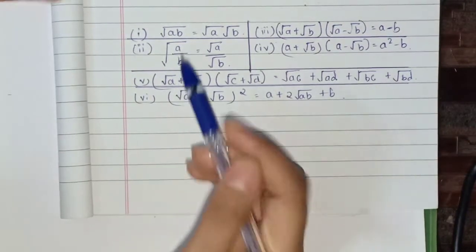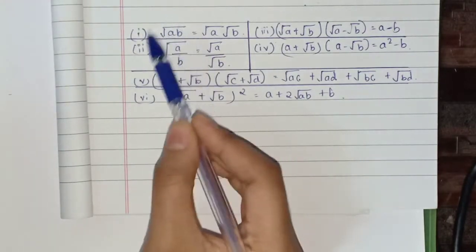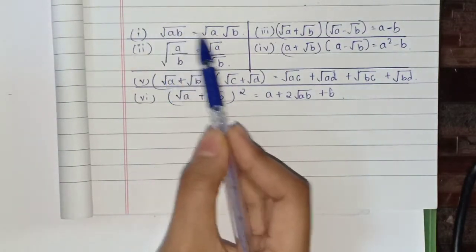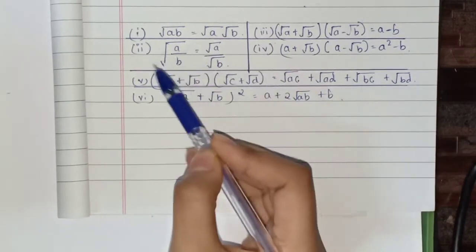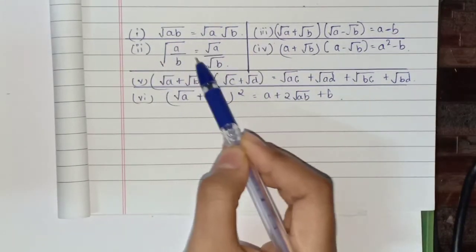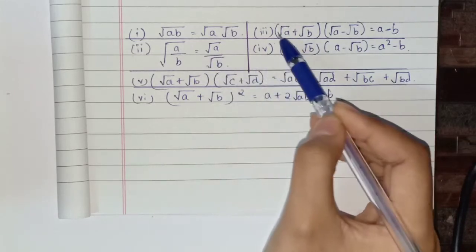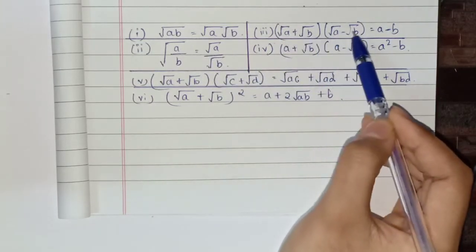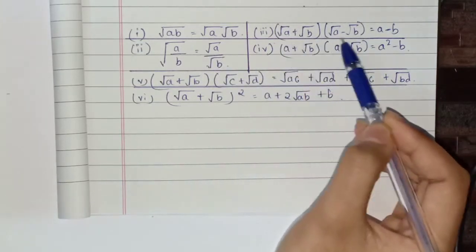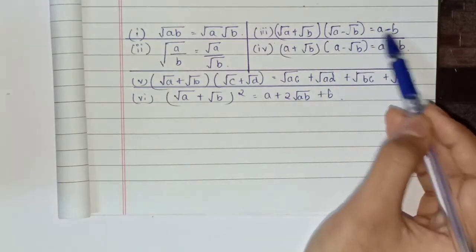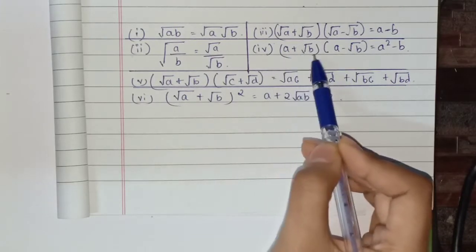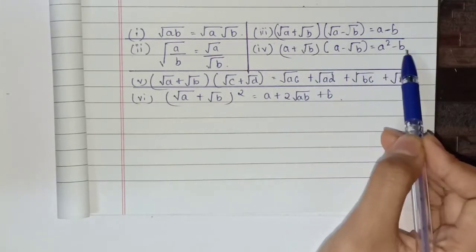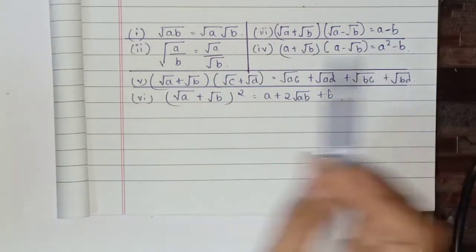And yeah, with that, the first formula they are teaching you is root AB is equal to root A into root B. These are just simple formulas that you have to remember, you guys. The second formula is root A by B is equal to root A by root B. The third formula is root A plus root B into root A minus root B, which is same as A plus B into A minus B, is nothing but A minus B. It looks like that, but it's not similar to that. The fourth formula is A plus root B into A minus root B is A square minus B. Please remember all these formulae.